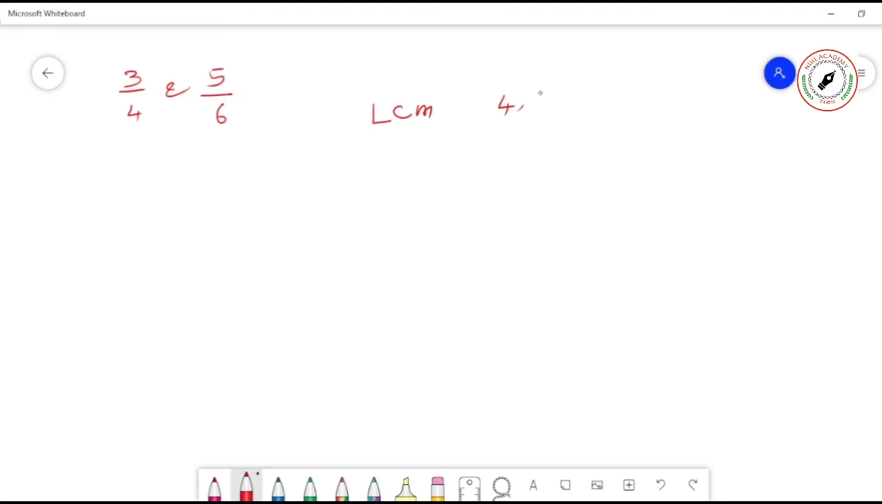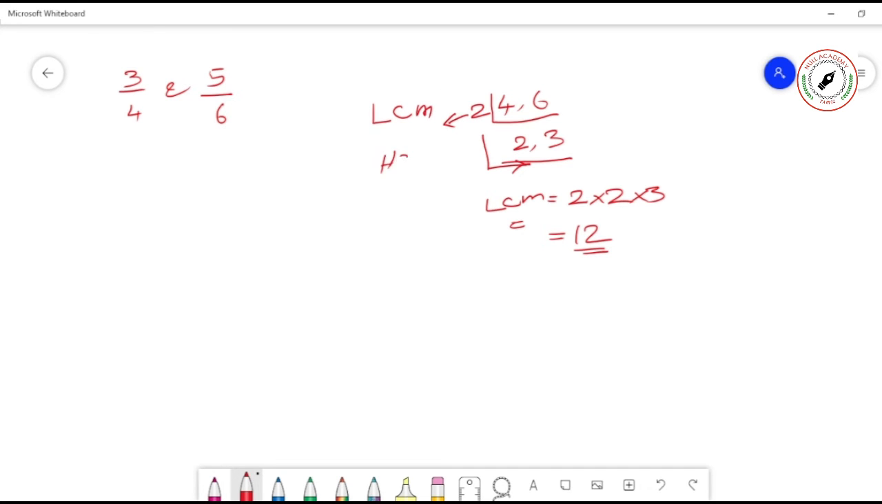So 4 comma 6. First what you have to do? 2 table. 2, 2 comma 3, 3. Can you divide further? No. So what you have to do? You have to multiply like this. So LCM is equal to 2 into 2 into 3. 2 2s are 4, 4 3s are 12. This is the LCM. If you take this part alone, we call it HCF, highest common factor. LCM means you have to multiply all these things.